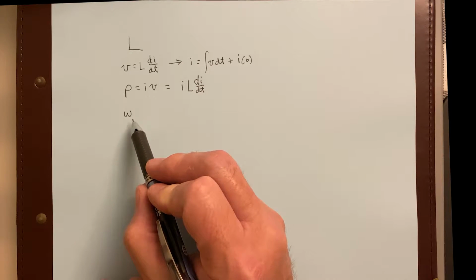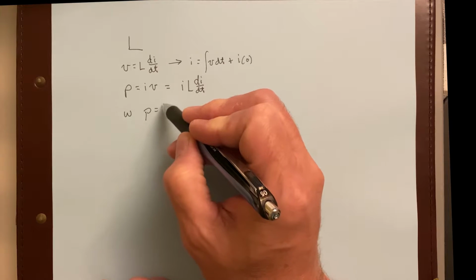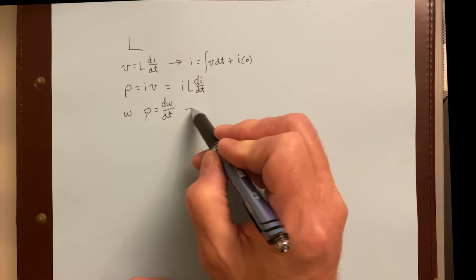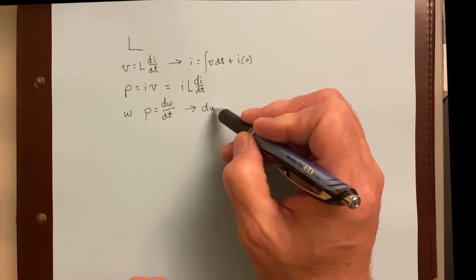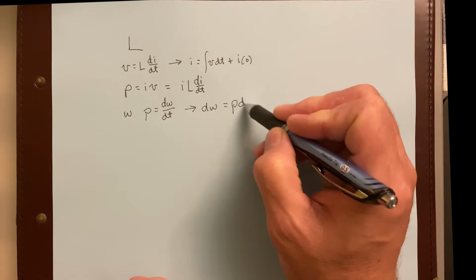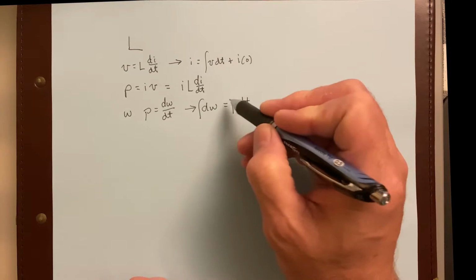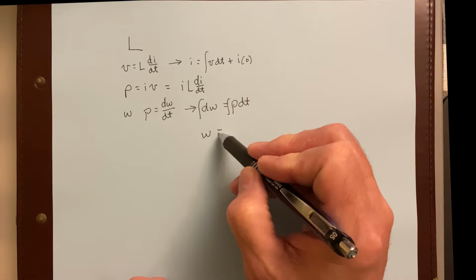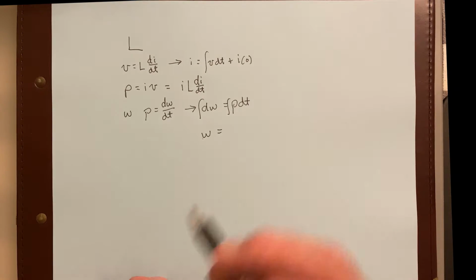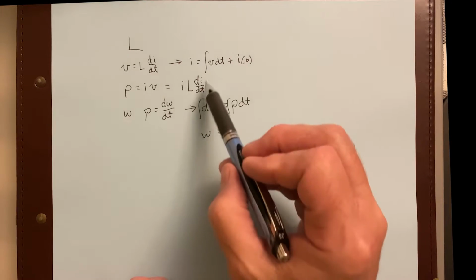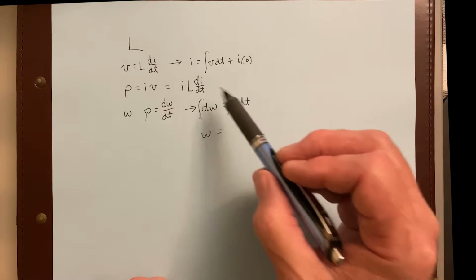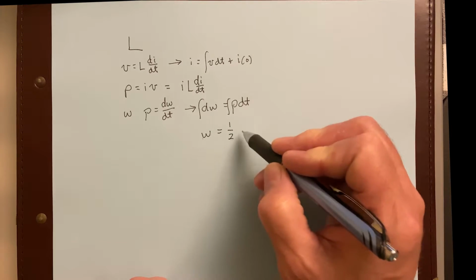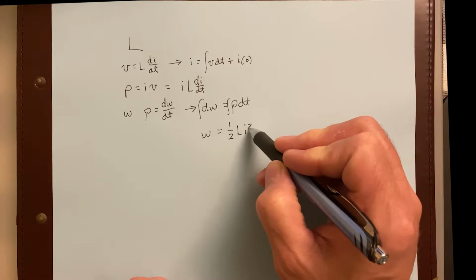is written as W, but if you recall, the definition of power is P equals dW/dt. Now you take that equation, separate the variables, and you get dW equals P dt. Integrate both sides of that, and what's on the left-hand side is just the total energy. What's on the right-hand side is the sum of all of the powers integrated over time. So you substitute the power equation in, the dt's cancel, you integrate over I, and you end up with 1/2 L I squared.